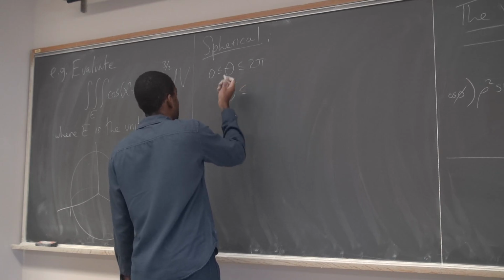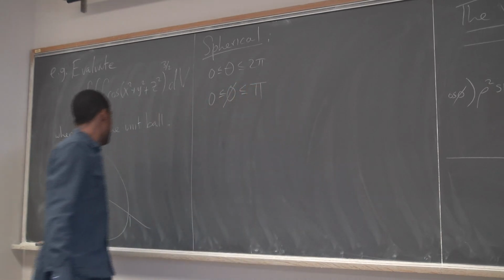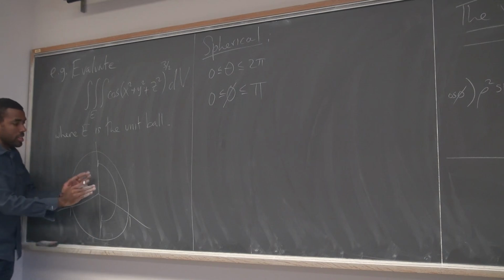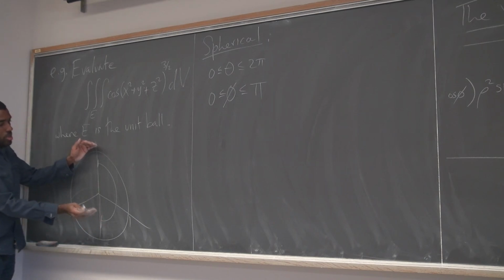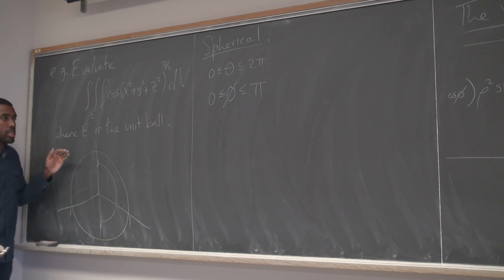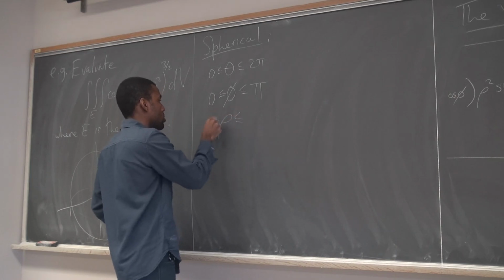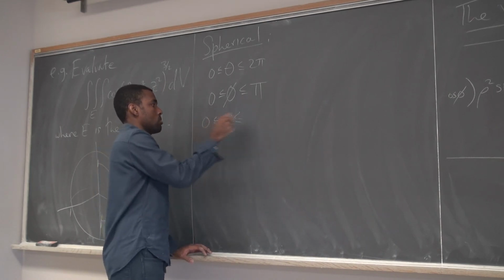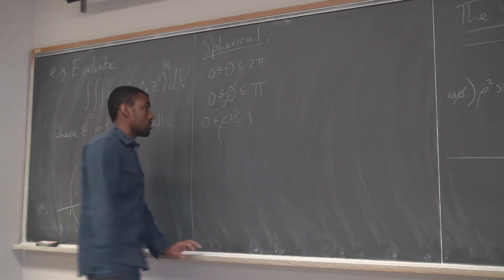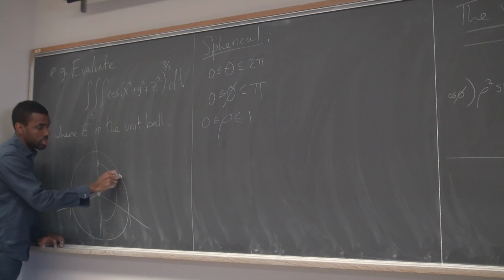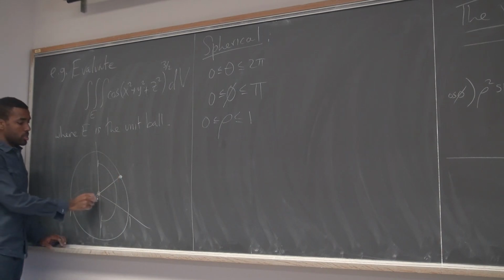Phi would be 0 to pi, right? So theta swings me all the way around, and phi covers everything from here all the way down to here. So I'm getting that semicircle, swung all the way around the z-axis, which creates that sphere. What is my range for rho? 0 to 1, right? Remember, rho is the distance from the origin. If I take the distance from the origin to any point in this ball, it ranges from 0 to 1 unit from the origin.